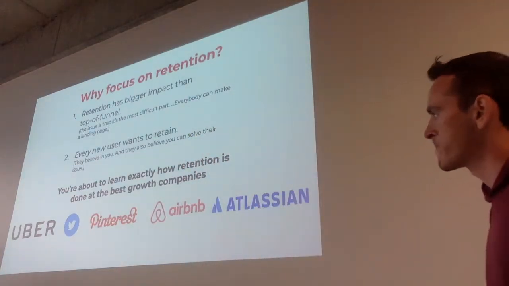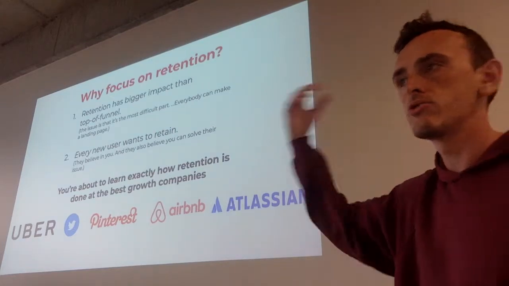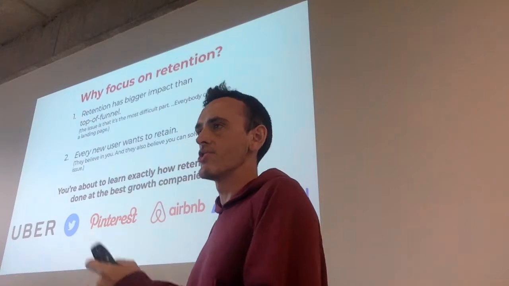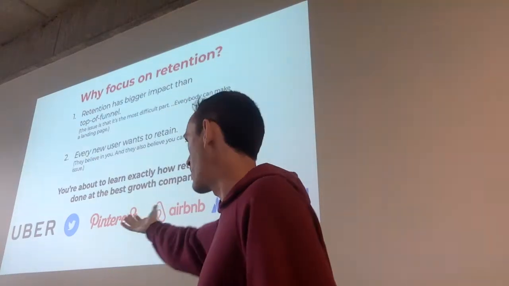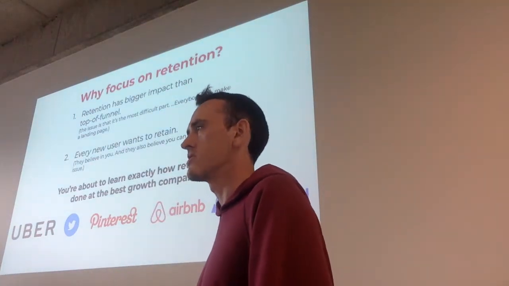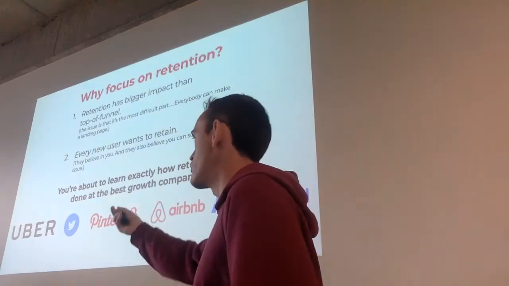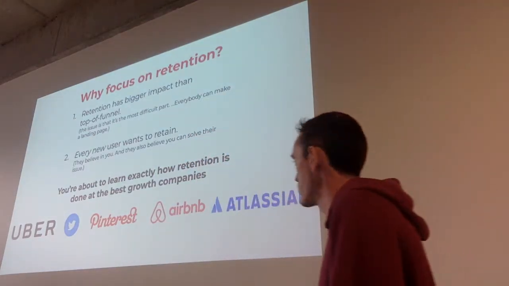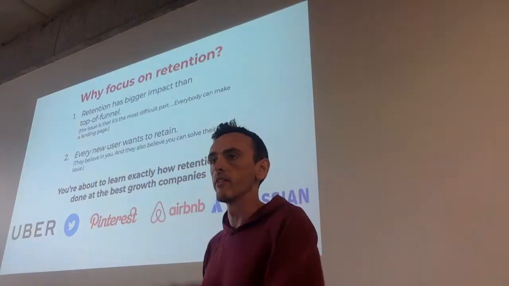And the model that we're going to introduce now, which is the retention lifecycle framework, is how retention is done systematically at pretty much all the fastest growing companies. So this is the retention model that's used at the growth team at Uber. It's used on Twitter, Pinterest, Airbnb, Atlassian, and pretty much all of them.